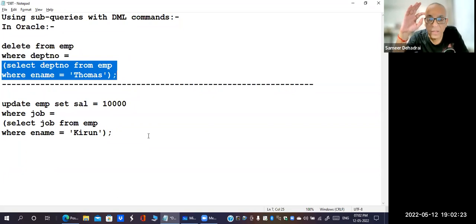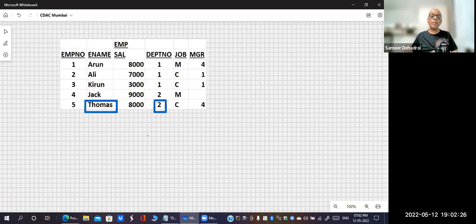Listen to me. If in the subquery I'm selecting from the department table, on that basis I can delete from EMP. Are you understanding? But you are selecting department number from the EMP table, and on that basis you're trying to delete from the EMP table only. MySQL will not allow.